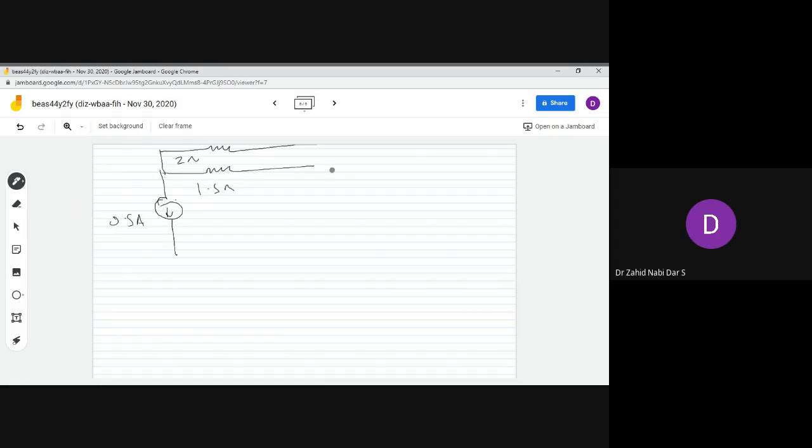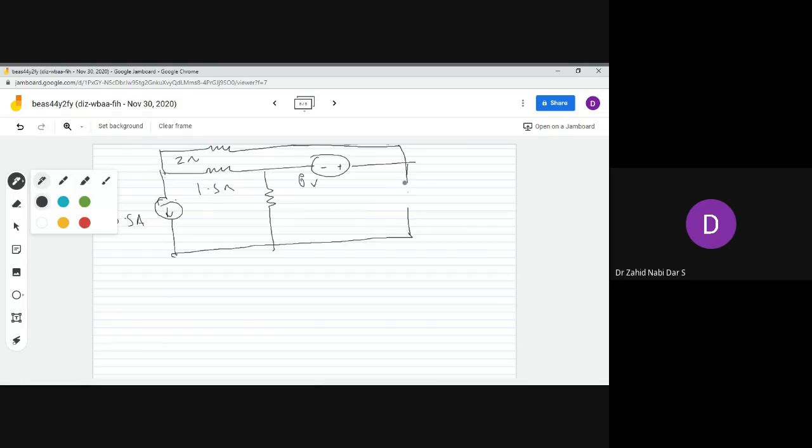And I have a supernode over here. So this is my plus minus, this is my 8 volts over here. This connection over here is like this, and here I have one more resistance, and also here I have a resistance. So this is my resistance, and let's suppose this is 10 ohms.